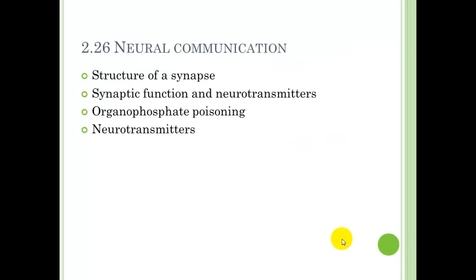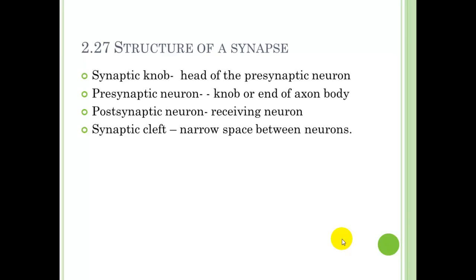2.26 neuronal communications, and this occurs through synapses. We're going to talk about structure of synapses, synaptic function in neurotransmitters, organophosphate poisoning, and then neurotransmitters in this section.